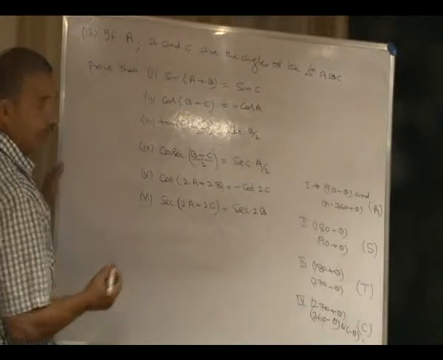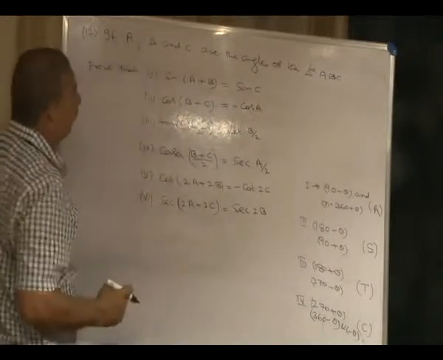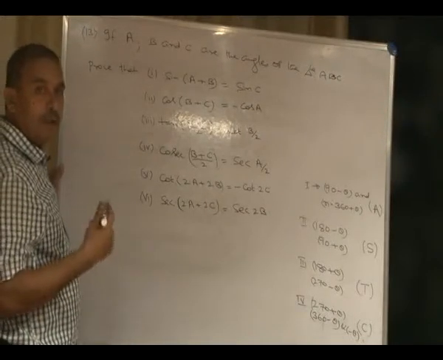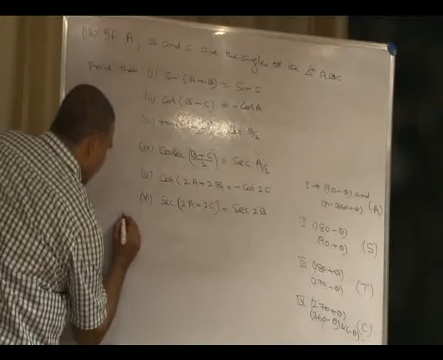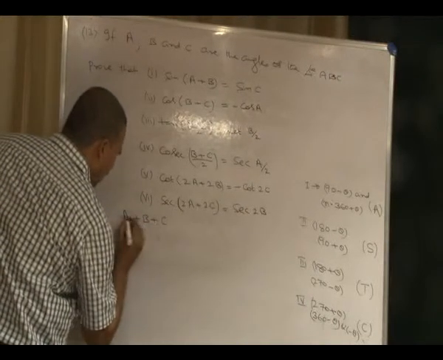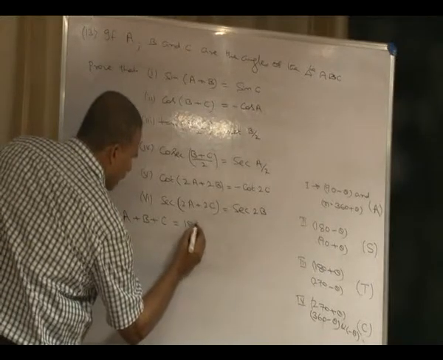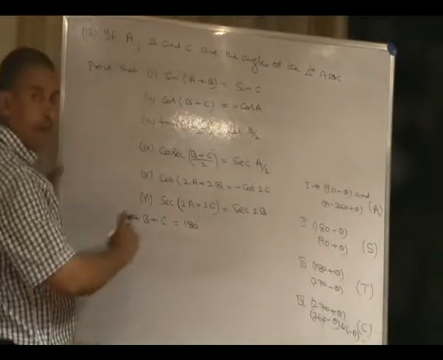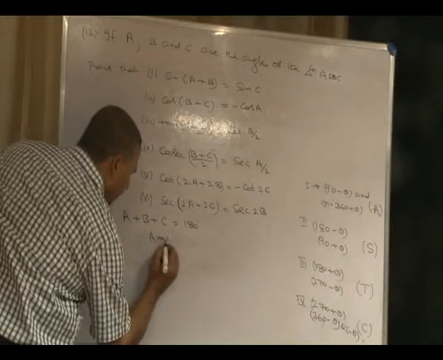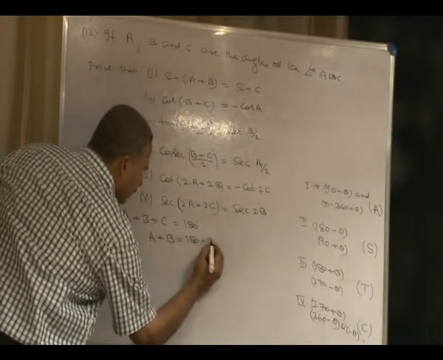The first one is sin of A plus B. In a triangle ABC, the sum of the three angles must be equal to 180 degree. That is angle A plus angle B plus angle C equal to 180 degree. When A plus B plus C equal to 180 degree, A plus B equal to 180 minus C.